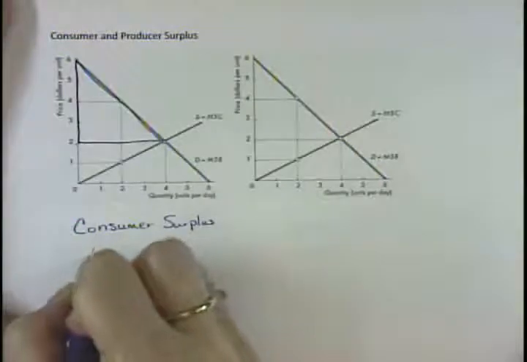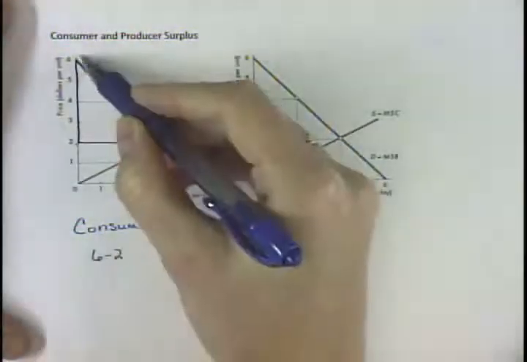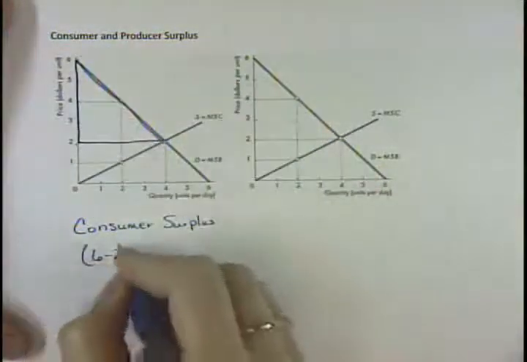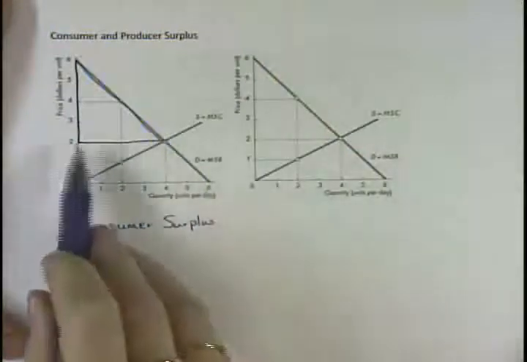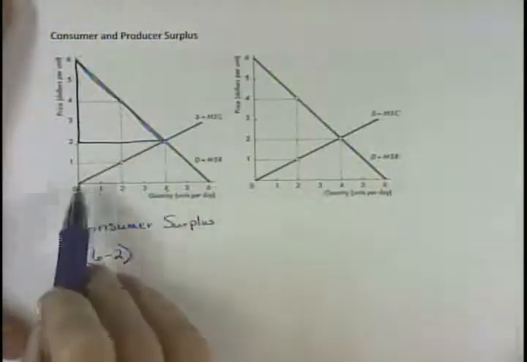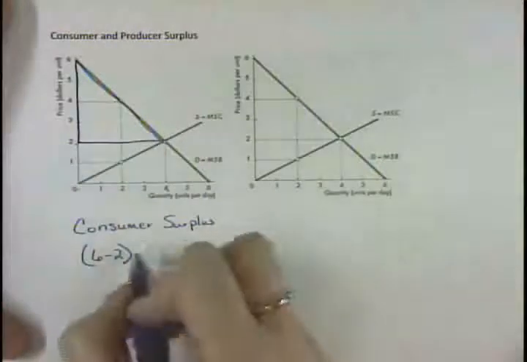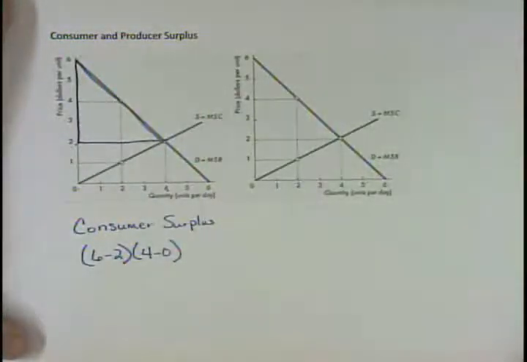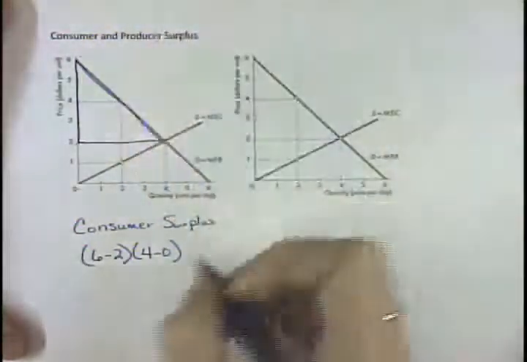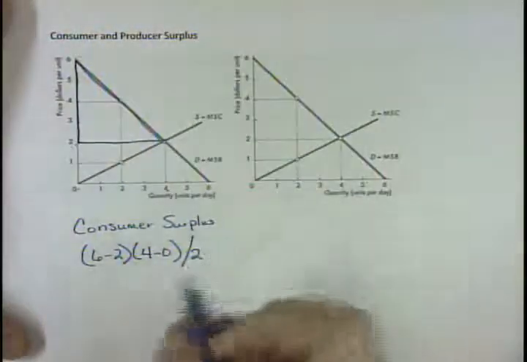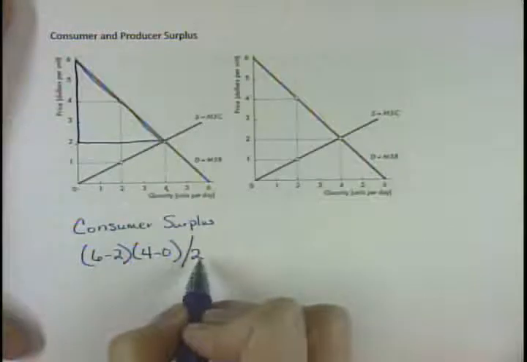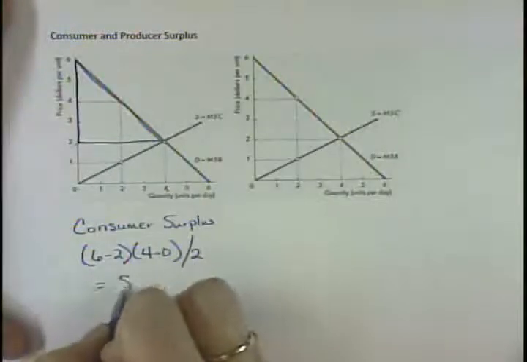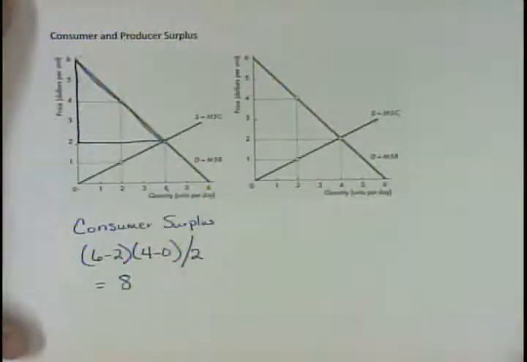We're going to take 6 minus 2, that's our height. 6 minus 2. We're going to multiply that by 4 minus 0, that's the base of our triangle. 4 minus 0. And then because it's a triangle, we're going to have to divide that by 2. So we're going to have 4 times 4 divided by 2, which is 8. So that's how we calculate consumer surplus.